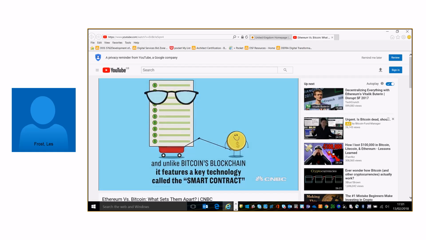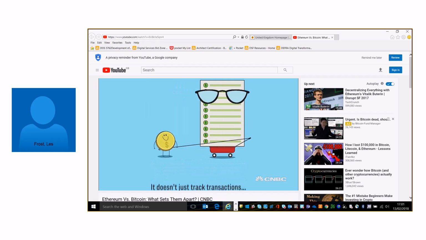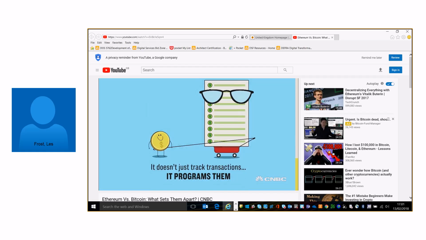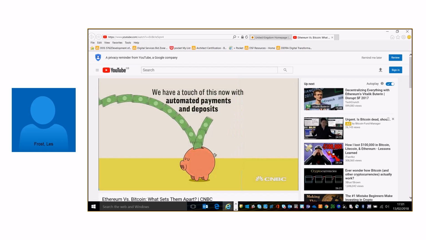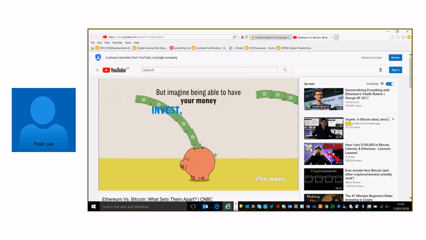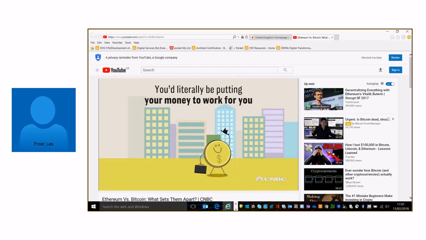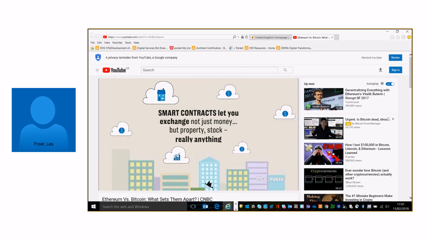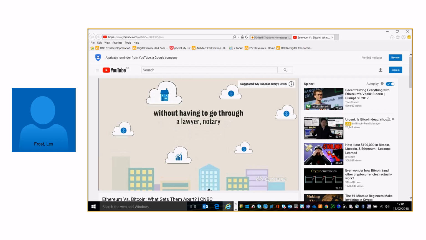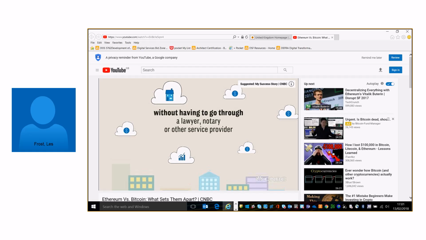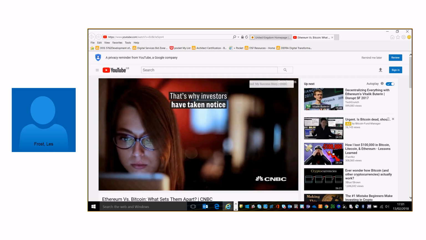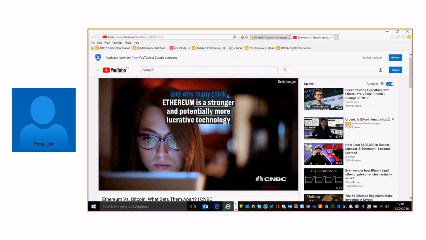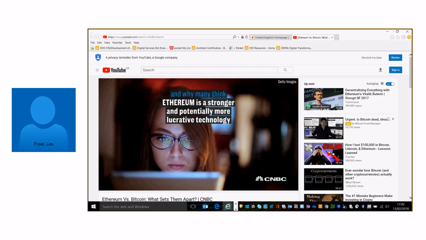the smart contract. It doesn't just track transactions, it programs them. We have a touch of this now with automated payments and deposits, but imagine being able to have your money invest, spend, and save all on its own. You'd literally be putting your money to work for you. Smart contracts let you exchange not just money, but property, stock, really anything, without having to go through a lawyer, notary, or some other service provider. It cuts out the middleman entirely. That's why investors have taken notice, and why many think Ethereum is a stronger and potentially more lucrative technology than the one that underpins Bitcoin.